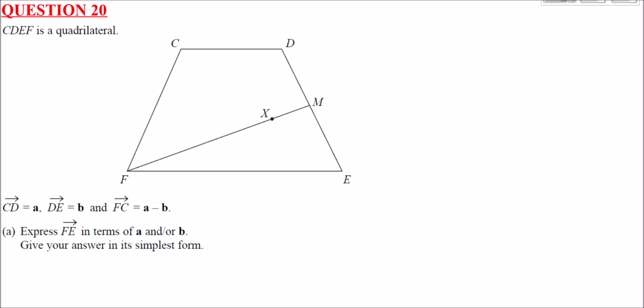So vectors, as I always say, and probably always will say, are almost like roads. So we can only use roads that we know about. We need to go from F to E. So how can we do that using the roads we know? Well, to go from F to E, what we could do first of all is go from F to C. So first of all, we're going to go from F up to C, because we're told what FC is, so that's a road we know, we can do that.